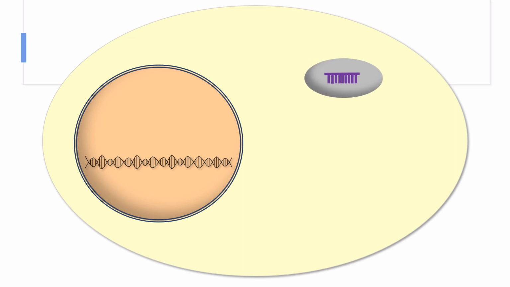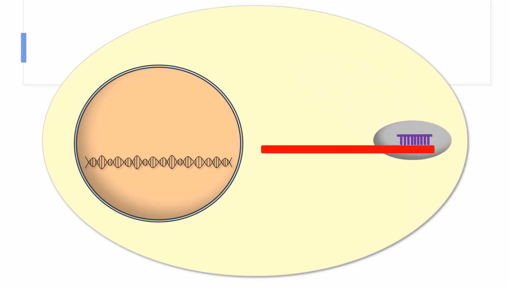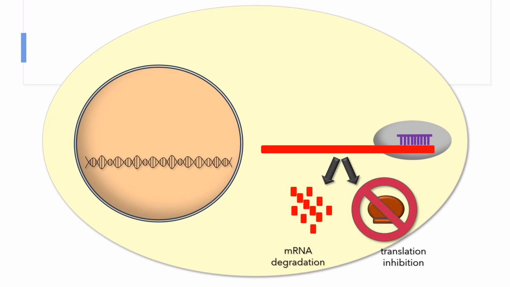The RISC will bind to messenger RNA through complementary base pairing of the microRNA with the 3' untranslated region of the mRNA. And depending on the degree of complementarity, one of two outcomes will occur. If there is a high degree of complementarity between the RNAs, the mRNA can be degraded. More likely, however, is that only a small portion of the microRNA will bind to the mRNA, resulting in the inhibition of translation instead. Together, these processes allow the cell to fine-tune the expression of its genes, more like a dimmer switch than an on-off button.